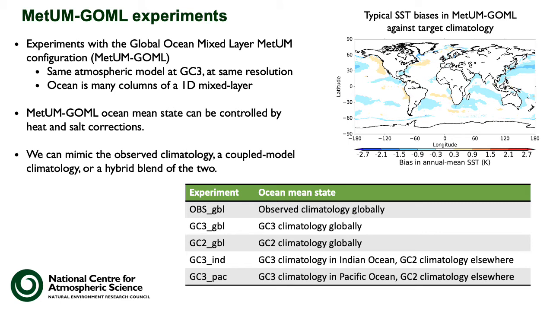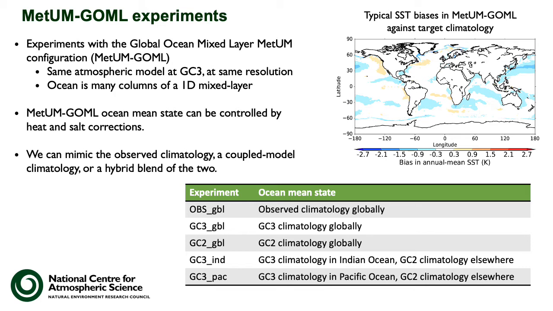So to investigate the role of physics changes for the MJO and for the basic state, we're going to use a model framework that's called the Met Office's Global Ocean Mixed Layer Model. This is something that we've developed here in NCAS at Reading, where we take the same atmospheric GCM that's used for GC3 at the same resolution, but instead of coupling it to the dynamical ocean that's used in GC3, we couple it to many columns of a one-dimensional mixed layer ocean. And this allows us to tinker with the ocean mean state by changing the profiles of the heat and salt corrections that are put into the model to account for the lack of ocean dynamics in the 1D model.